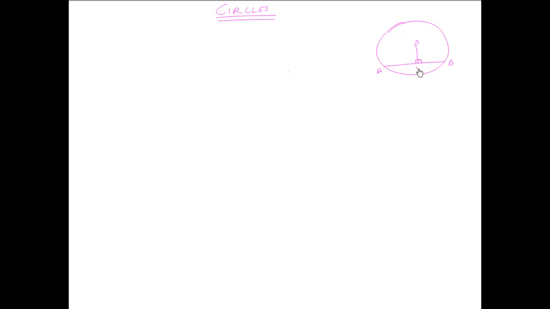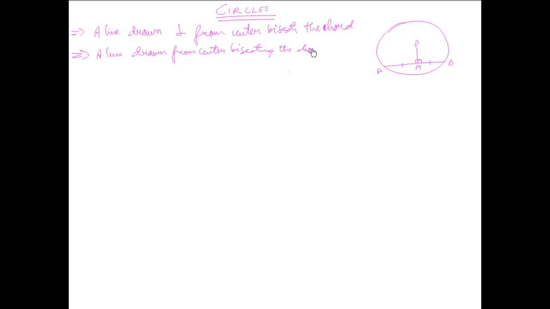It's perpendicular, so it bisects. So the theorem states a line drawn perpendicular from center bisects the chord, and its converse, a line drawn from center of circle bisecting the chord is perpendicular to it.